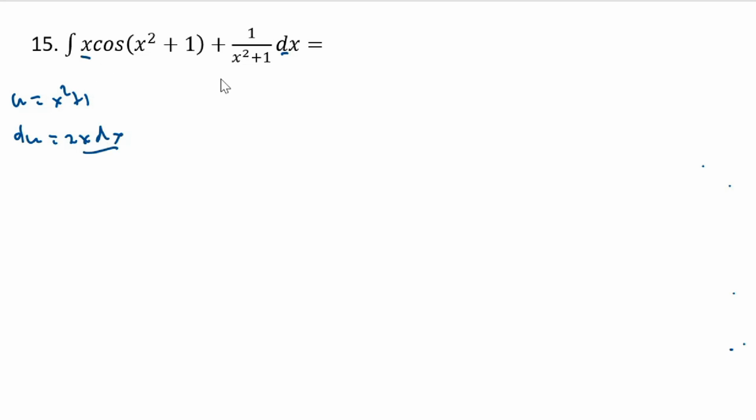On the first term, we have x dx, but in the second term, there's no x, so therefore, I'm going to rewrite the given. First, the first term now becomes x cosine of (x squared plus 1) dx plus the integral of 1 over (x squared plus 1) dx. So I will use u du as the substitution method in the first term.